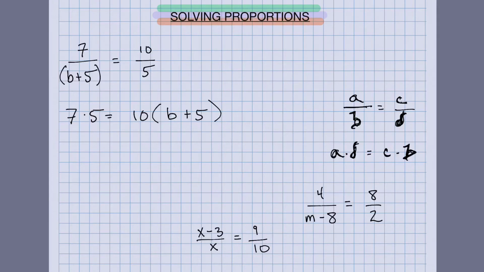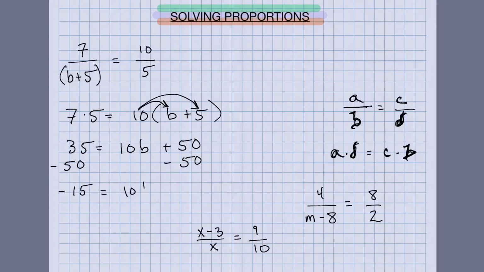So 7 times 5, that gives us 35, equals 10b plus 50. Okay, what I did there is I just distributed this 10 in. Okay, so now subtract 50 from both sides. You get negative 15 equals 10b. Okay, divide both sides by 10. You get negative 1.5 equals b.